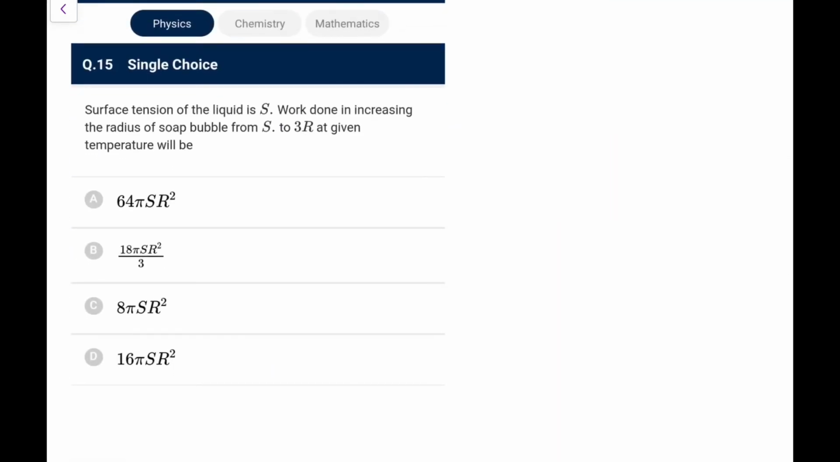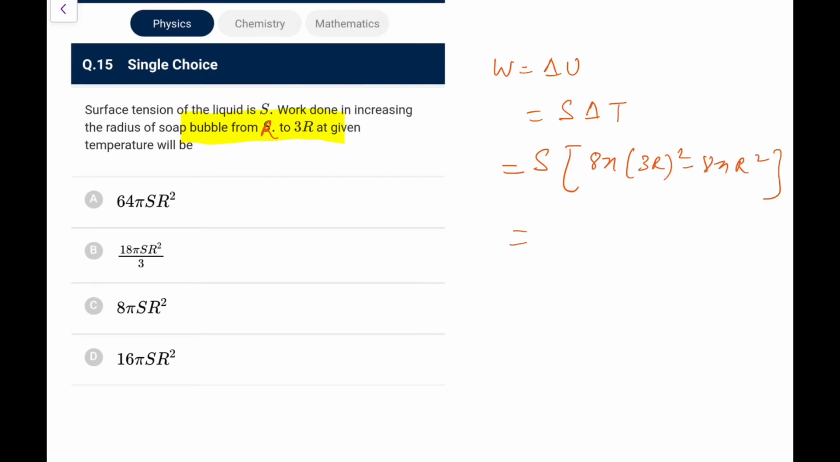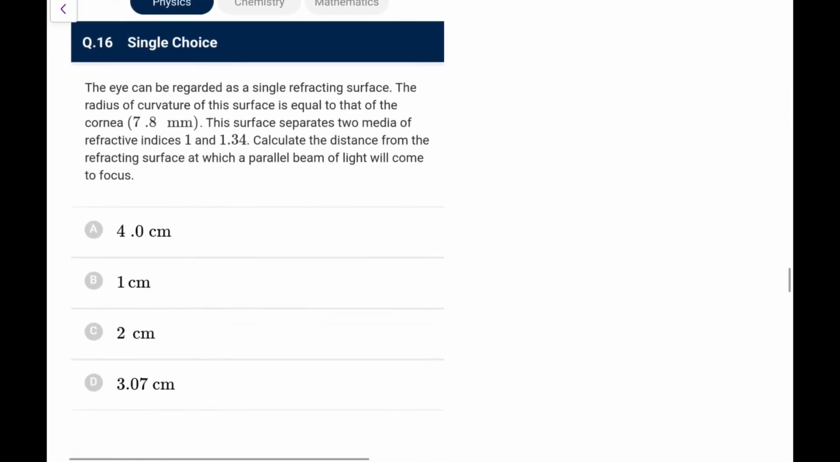Next, surface tension of a liquid is S, work done in increasing the radius of a soap bubble from R to 3R. Okay, it should be R to 3R, I suppose. There's a printing mistake, I suppose it is R to 3R. So what we'll say, W is ΔU is SΔA. So what is SΔA? Initially, finally it would be, we write 8πr², because of the doubling of the two surfaces, 4πr² plus 4πr² into (3r)² minus 8πr². So it is 9 × 8 is 72 minus 8, that is 64πr²S. That is what we will have, and I think the same question we have done some days before.